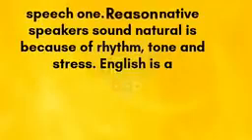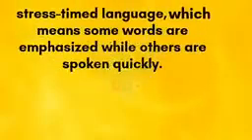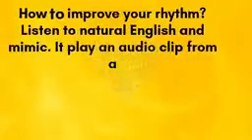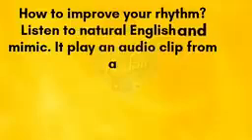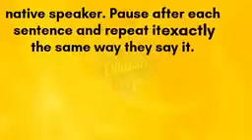Master the rhythm and flow of English speech. 1. The reason native speakers sound natural is because of rhythm, tone, and stress. English is a stress-timed language, which means some words are emphasized while others are spoken quickly. How to improve your rhythm: listen to natural English and mimic it. Play an audio clip from a native speaker. Pause after each sentence and repeat it exactly the same way they say it.